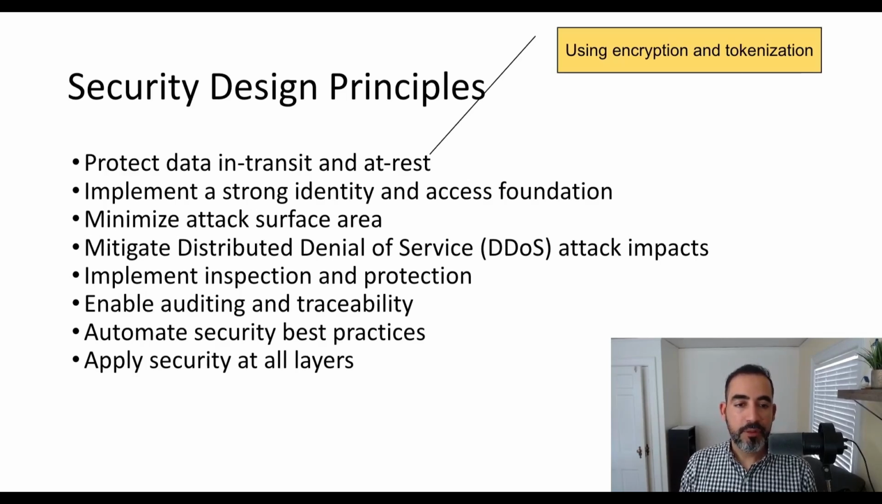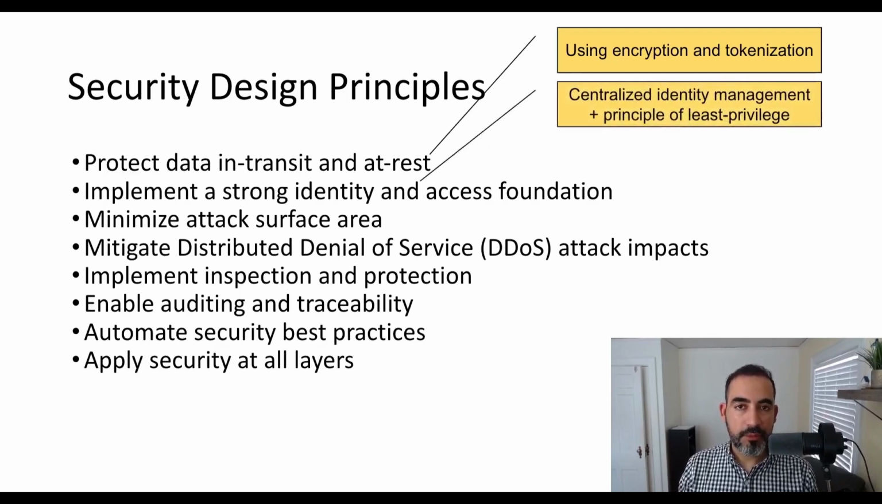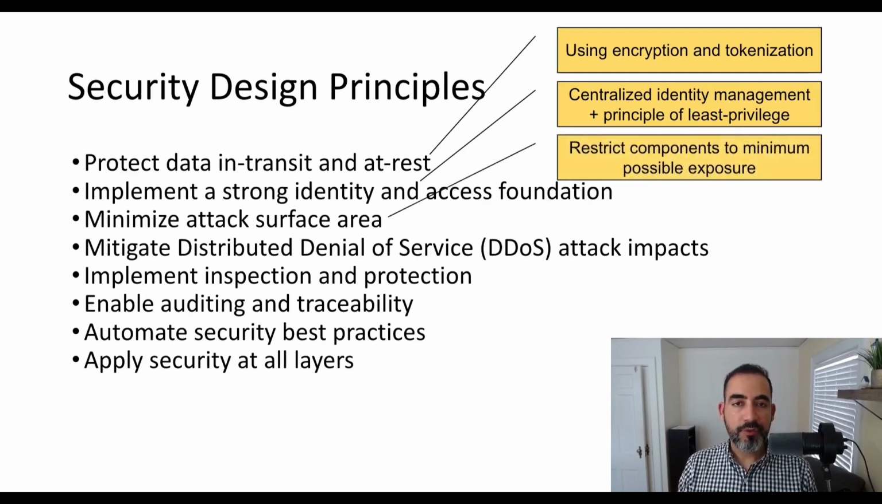Second point is a general security best practice that says that you implement a strong identity and access foundation, and also you incorporate centralized control over your IAM implementation. We'll talk more about this. And obviously, the principle of least privilege access is also a very important part of implementing a strong identity and access foundation.